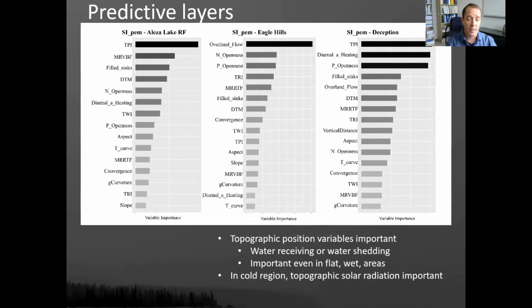And then the interesting thing here is that these topographic position variables were still the most important variables even in our flat, wet site at Eliza Lake. The last thing I'll just mention here is that if we go to our coldest site, there we did see that these landscape variables that were indicative of how much solar radiation the trees were going to get, and therefore about how much heat, were also good predictors of what was going on.